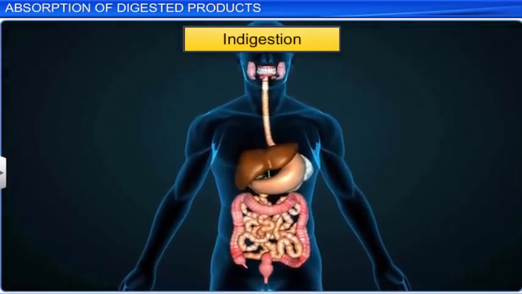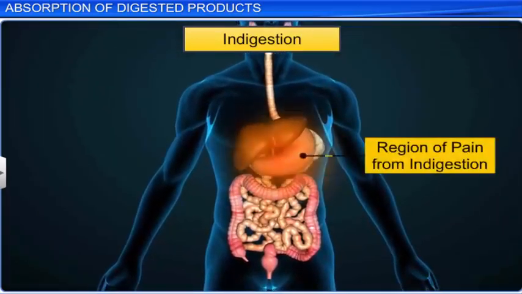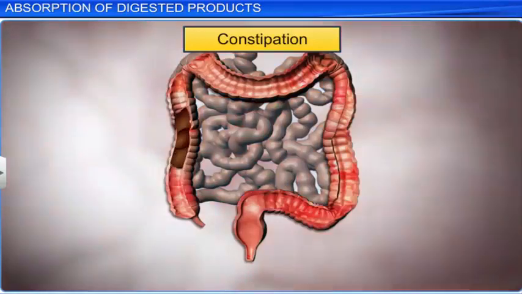Indigestion takes place when food is not properly digested and one experiences a feeling of fullness, pain, or heartburn. This usually takes place due to inadequate enzyme secretion, anxiety, food poisoning, overeating, and spicy food. Constipation is another condition of the digestive system in which an individual has uncomfortable or infrequent bowel movements.